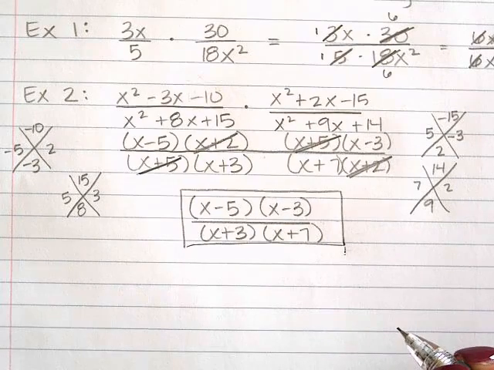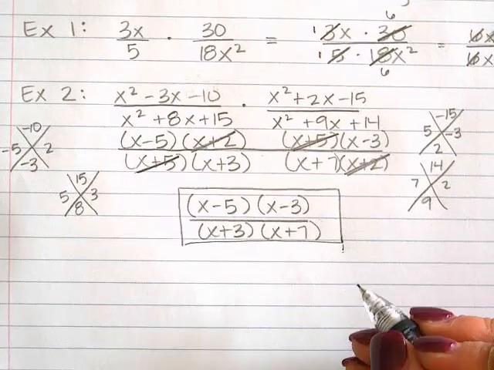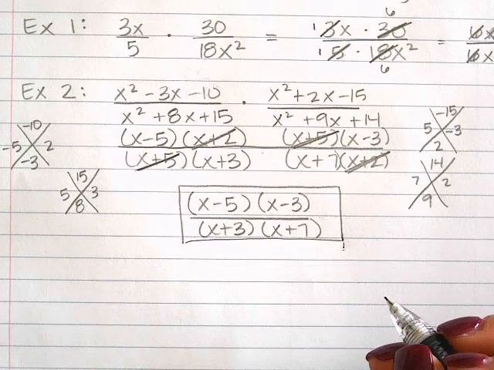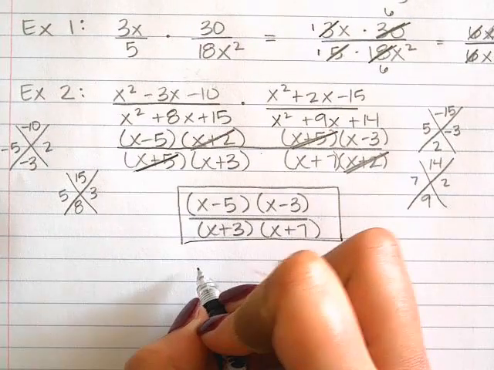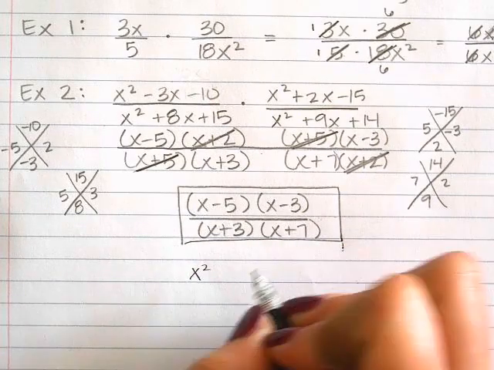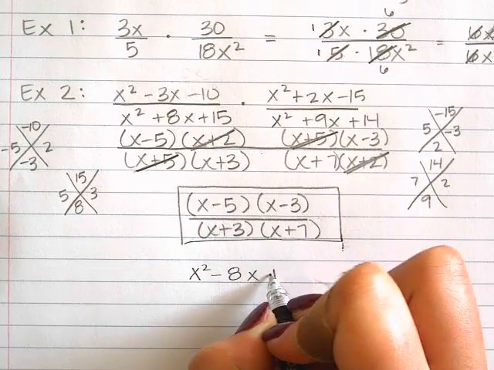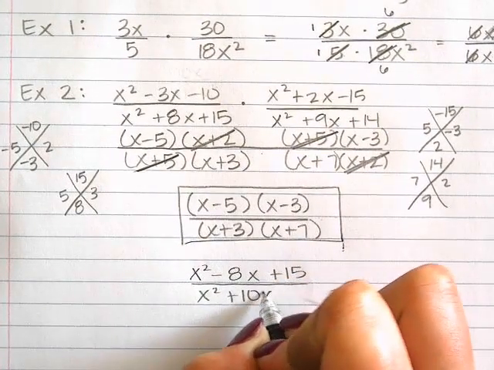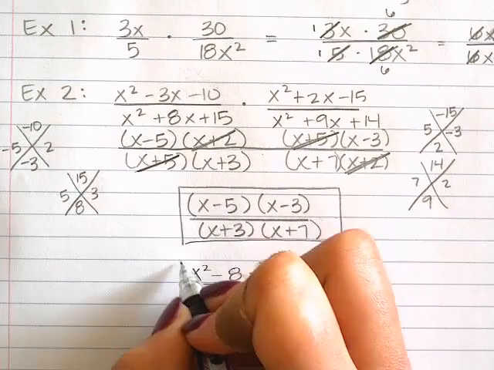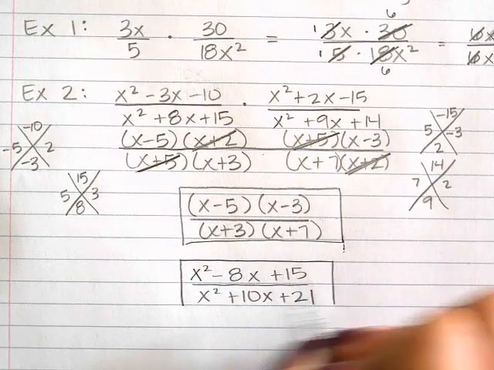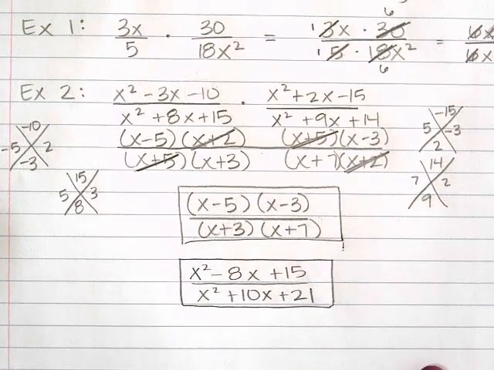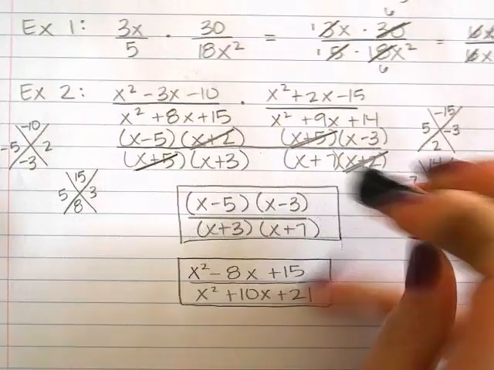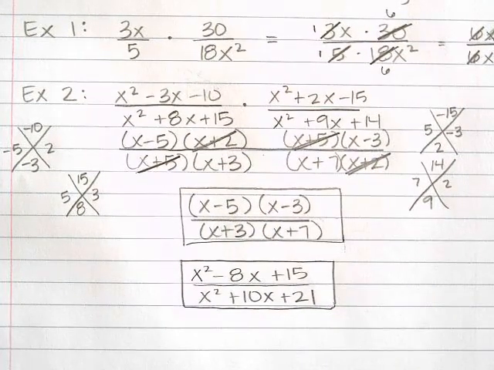It is also possible, if you were doing a multiple choice problem, like if you're doing a test for me, that answer is fine. But it's possible that on a multiple choice problem, they would have FOILed that back out. And so if they did FOIL it back out, that would be x squared minus 8x plus 15 over x squared plus 10x plus 21. It is possible that they could do polynomial long division with that. I don't know that they would, but it's possible. So you could try long dividing it if you would like.